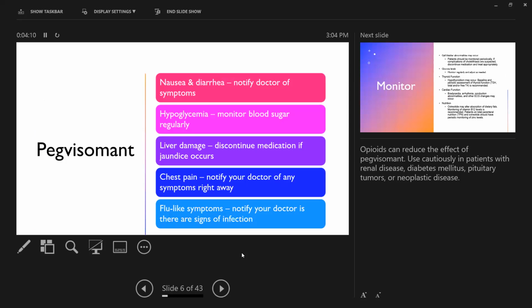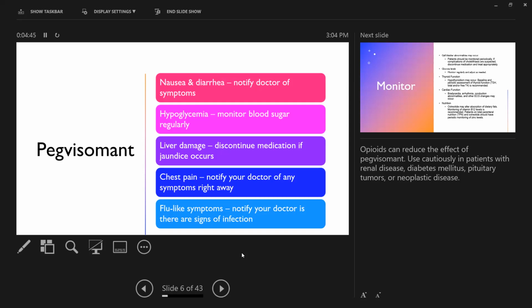Pegvisomant also causes GI disturbances. It causes hypoglycemia. So monitor the blood sugar regularly. Show your patient how to do that. It can cause liver damage. If icterus appears, you stop the medication immediately. It can cause chest pain. Patients should notify their doctor right away if these symptoms appear. And they can cause flu-like symptoms, but if they're a sign of infection, the patient should call their doctor.